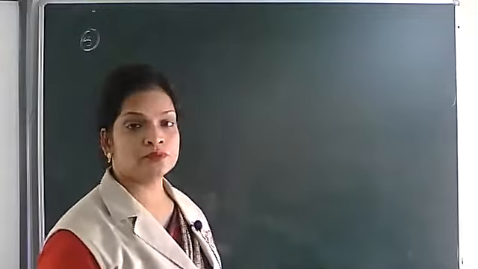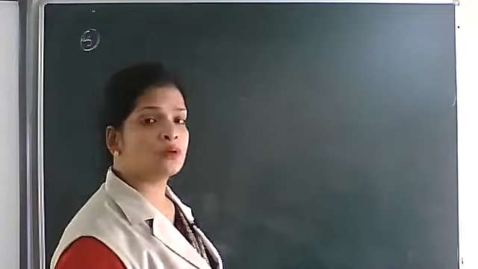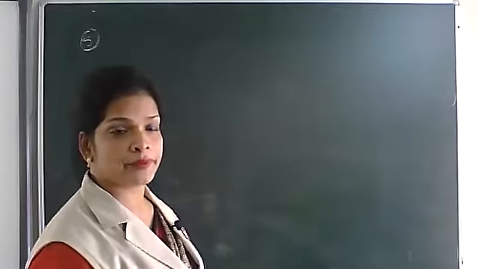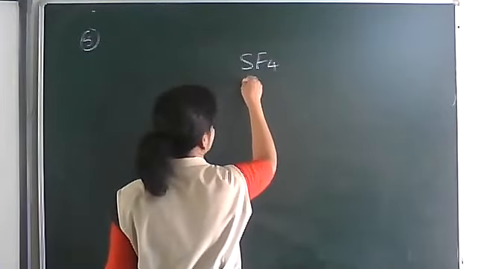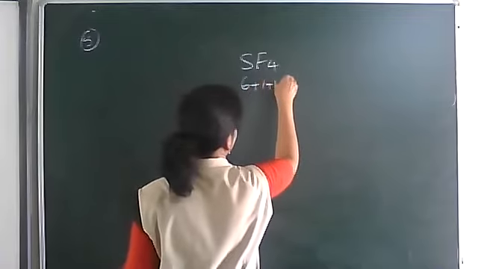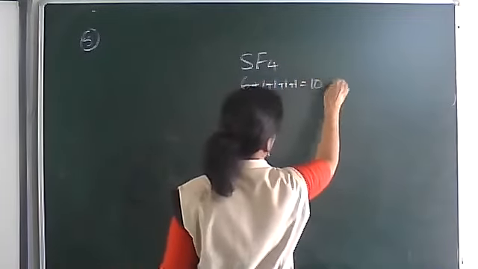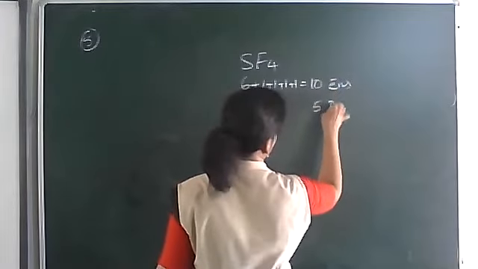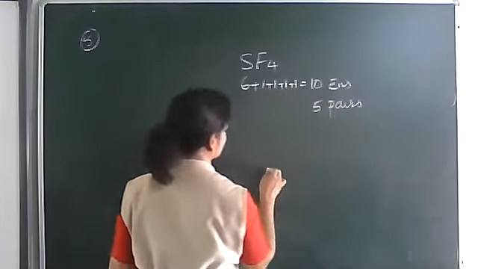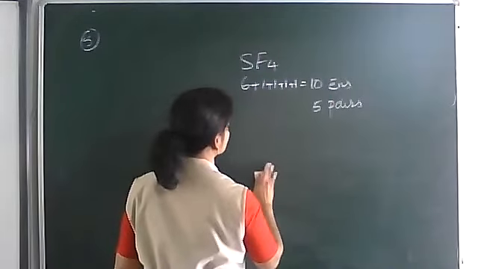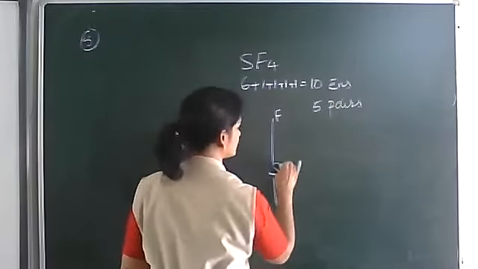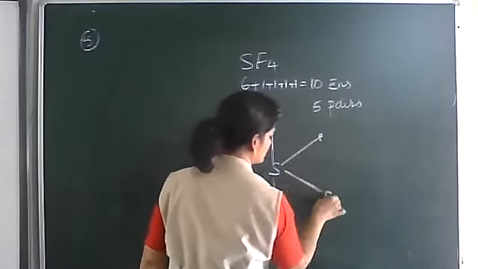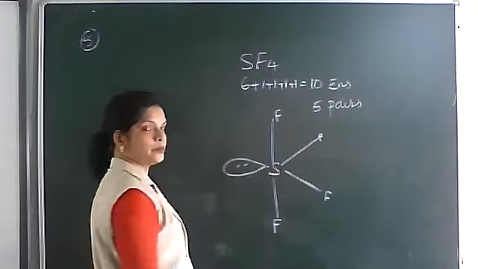Next example for a molecule with lone pairs on the central atom is SF4. S has 6 plus 4 is 10 electrons. And here is the lone pair.